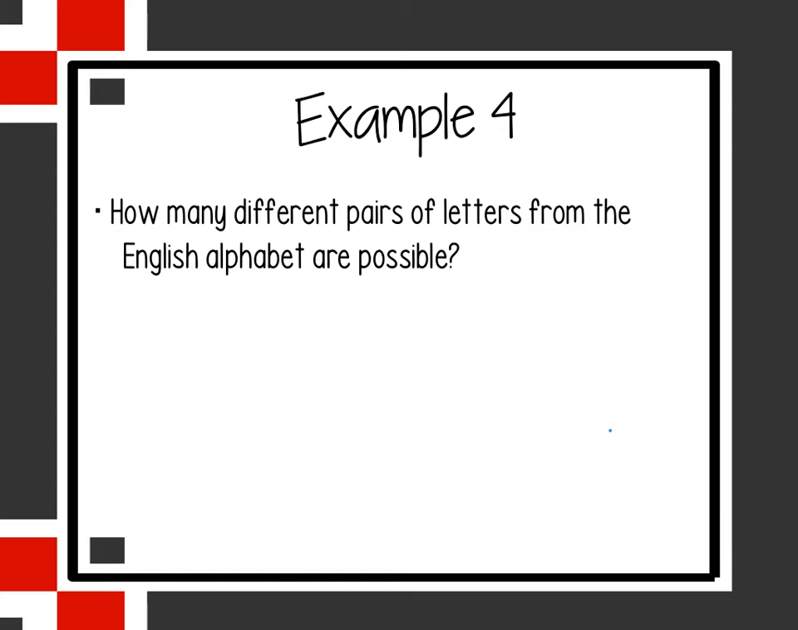All right, how many different pairs of letters from the English alphabet are possible? So a pair is 2, right? There's this one and there's this one. How many letters can fill this space? How many letters are in the English alphabet? 26. How many different letters can I fill that space with? 26. Only one at a time, yes, but 26 possibilities of letters. So there's 26 options to go in that letter.